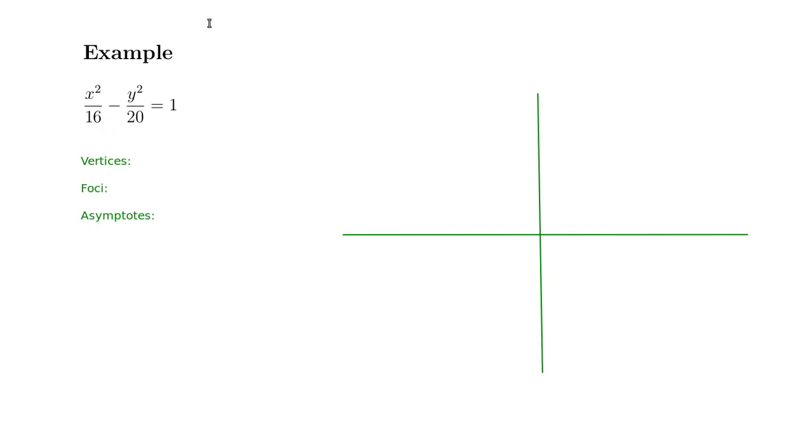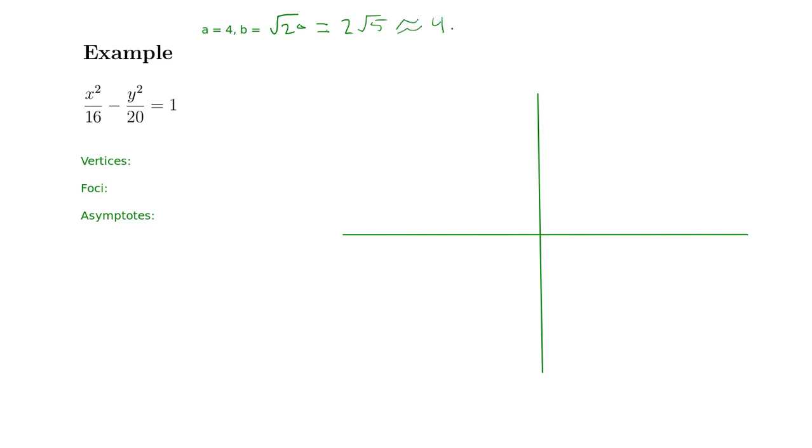So maybe first it might be helpful to write out what a and b and c are again. So a, we know, is going to be the square root of the positive term, that x term. And so we'll say, okay, that's 4. b is going to be the square root of 20. And so let me write that because I can't type it very nicely right yet. So I'll say this is root 20, which is 4 times 5, so square root of 4 times square root of 5, so that'll be 2 root 5.